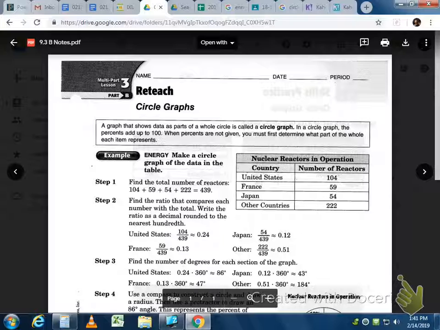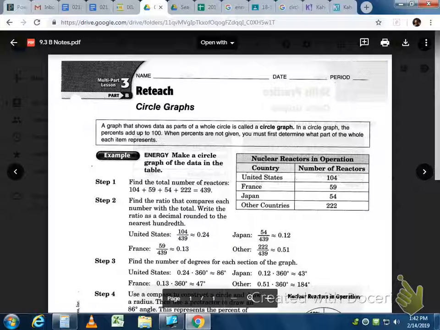In a circle graph, the percents add up to 100. When the percents are not given, you've got to first determine what part of the whole each item represents. The most work that you have to do on these is only if they give you a frequency table. This is like a frequency table, and it says the nuclear reactors in operation in different countries. So they're giving you the number. They're not telling you the percentages. That would be really nice. I'm not giving you an angle degree or anything like that. So you have to figure all that up.